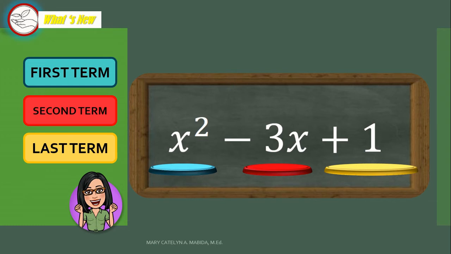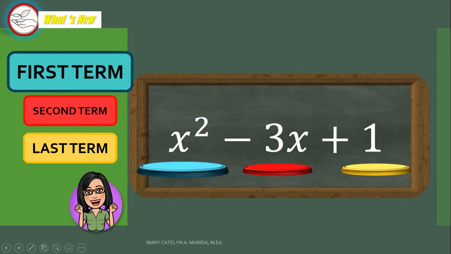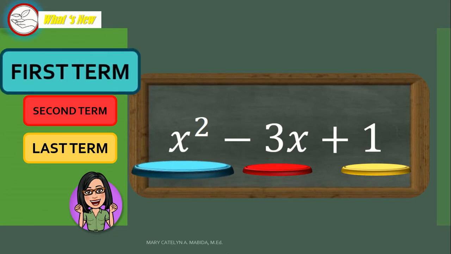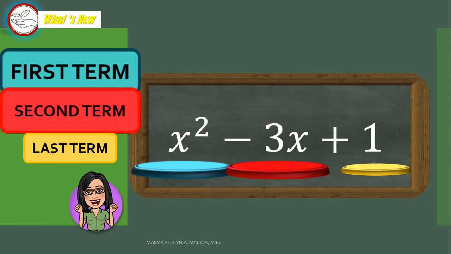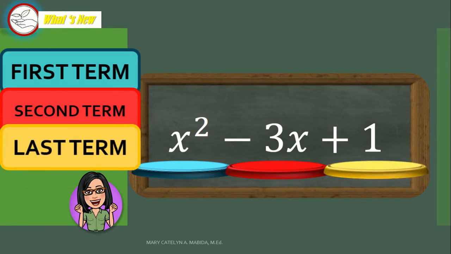Good job. Again, what's the first term? That is right. What is the second term? Perfect. And what's the third term? Excellent. So, what do we call this kind of polynomial? Stay connected to learn more.